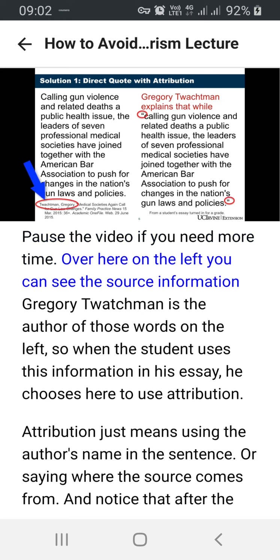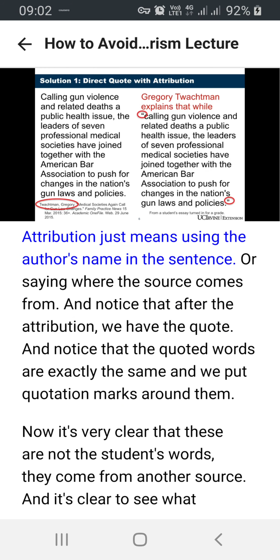Over here on the left, you can see the source information. Gregory Twachman is the author of those words on the left. So when the student uses this information in his essay, he chooses here to use attribution. Attribution just means using the author's name in the sentence, or saying where the source comes from.